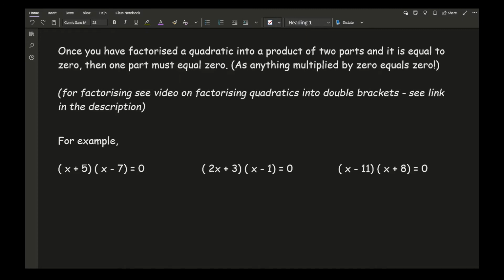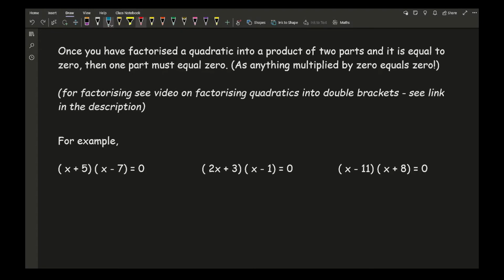Now, by factorising, if you're not too sure on how to factorise a quadratic into double brackets, I'll put a link to a video where I show you how to actually do that. Now, once you have got two sets of brackets being multiplied together and it's equal to 0, then we can go on to solve it as we would normally.